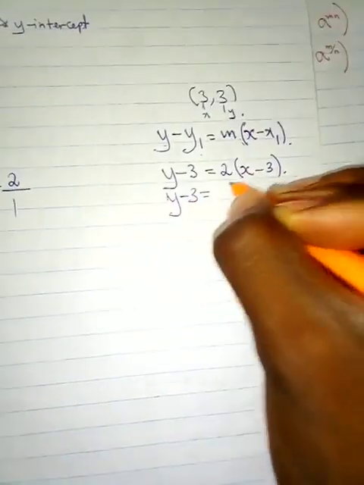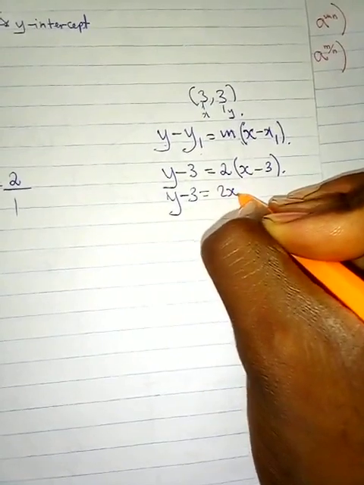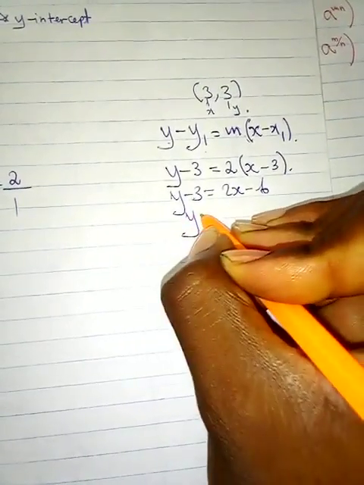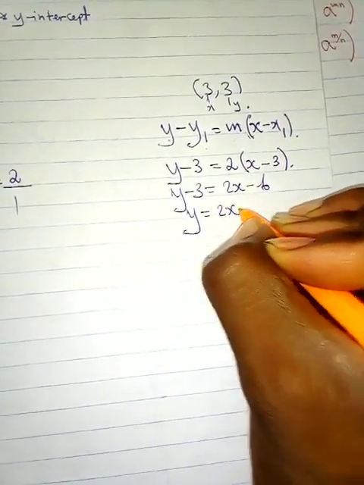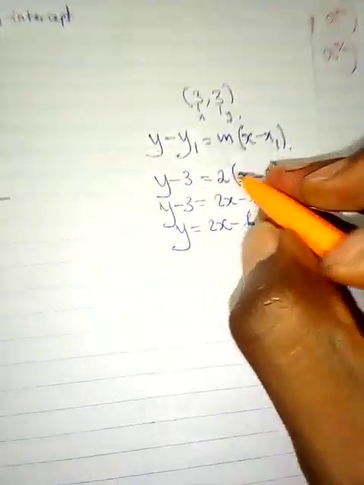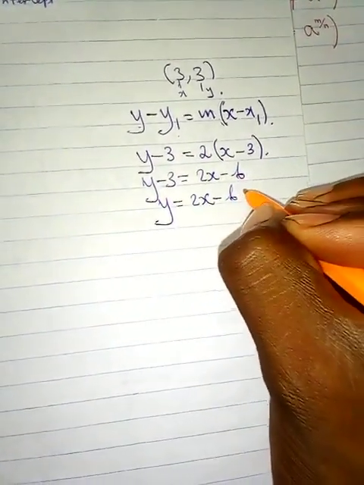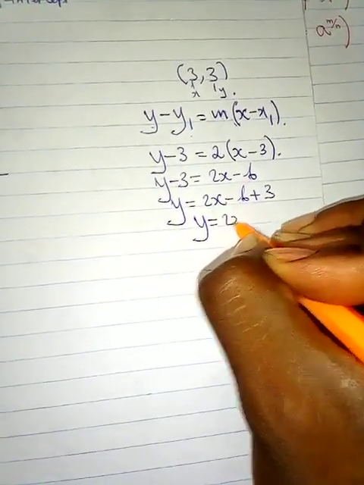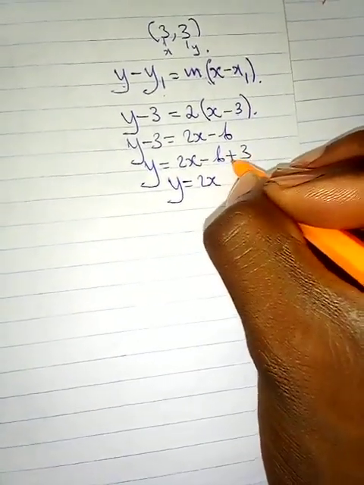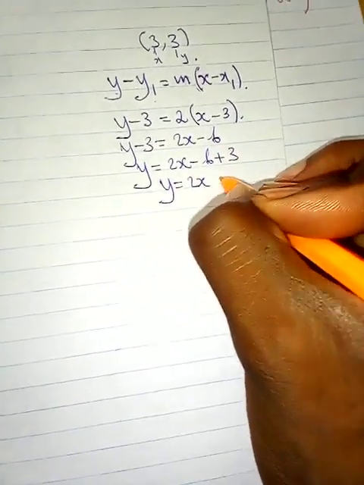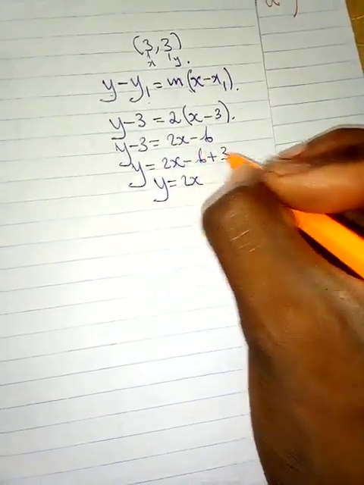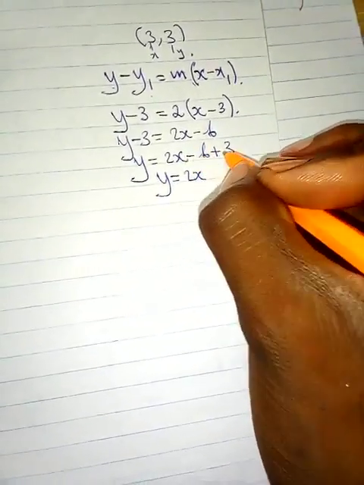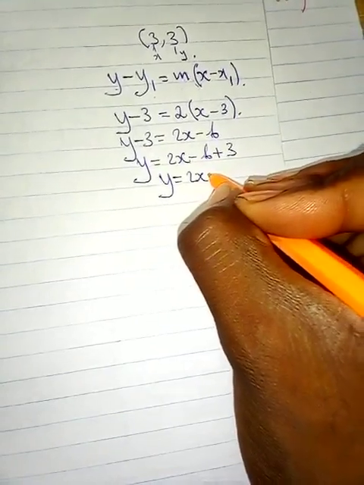Y minus 3, 2 times x, the answer is going to be 2x. 2 times negative 3, the answer is going to be negative 6. Y will be equal to 2x minus 6. Remember, when the negative 3 is being taken this side, it's going to be a positive. So y will be equal to 2x. Don't just say 6 plus 3 and it gives you like negative 9. Be very careful, signs should be followed up. So this is negative 6 plus 3. So negative 6 plus 3, that is going to be negative 3.